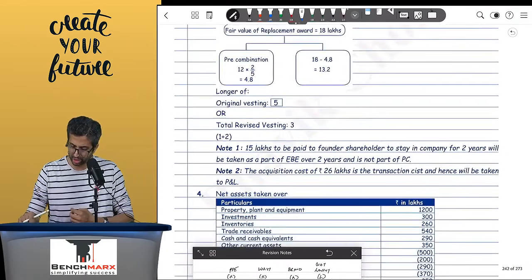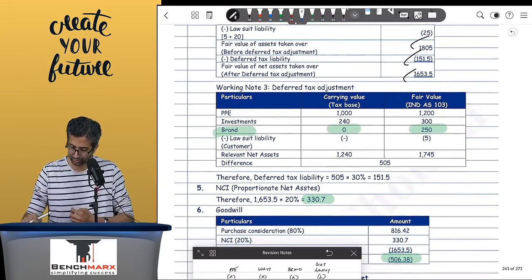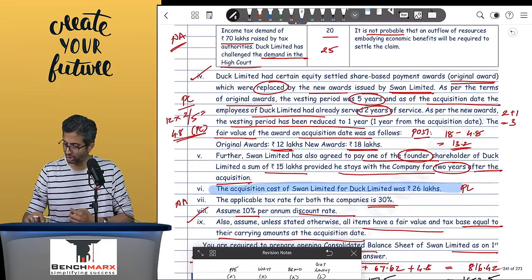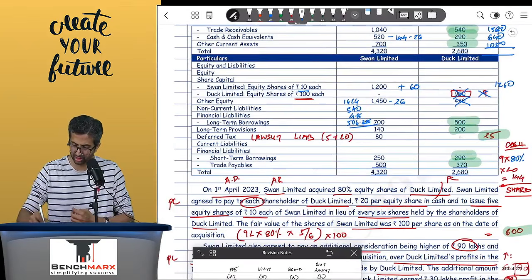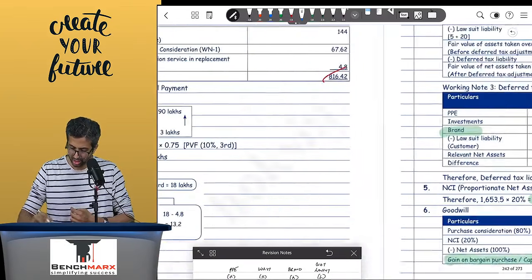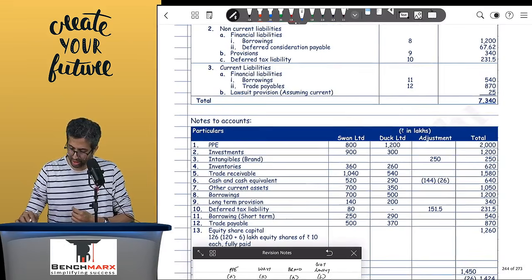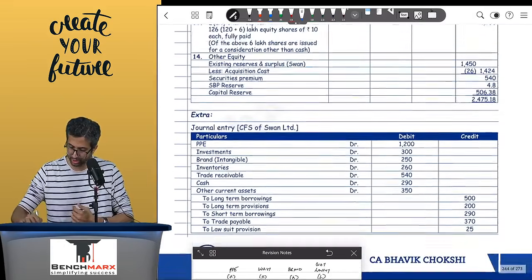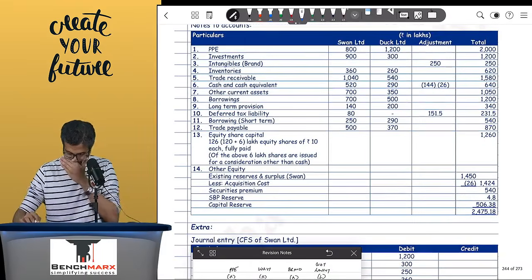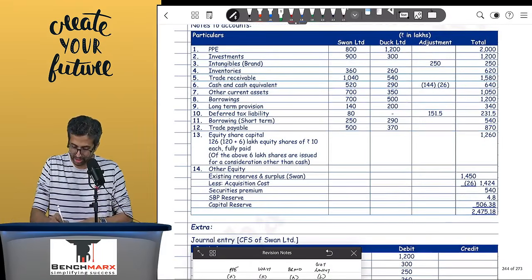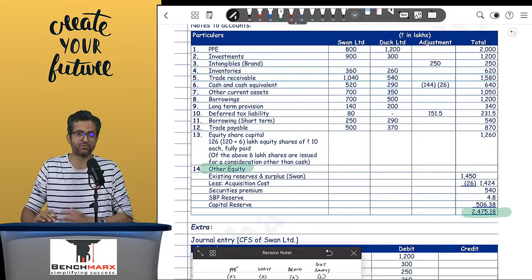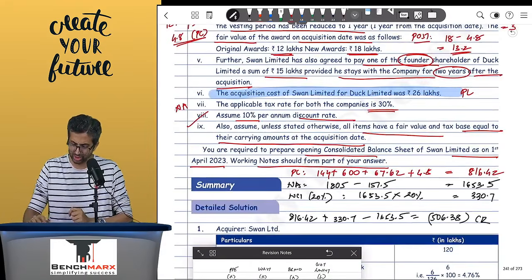So this will give you, I think, 2475.18, just 2475.18. So if you go to see over here in the other equity, okay, there you go, the other equity balance, all of this put together is 2475.18. One of the most complex adjustments.